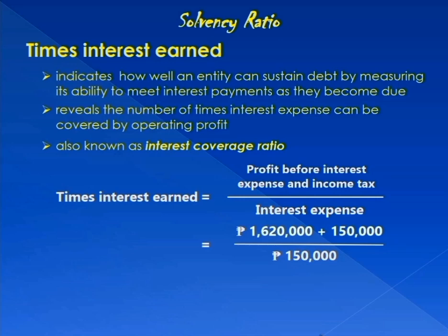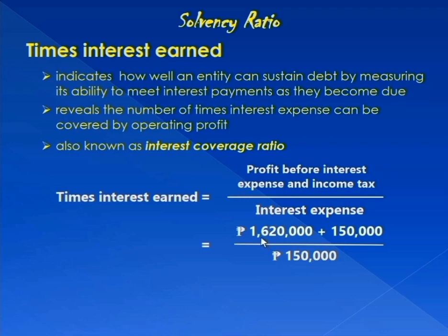Before we proceed any further, let's make the computation of the numerator clear. Profit before interest expense and income tax. This means profit before deducting the interest expense and income tax. Because the net profit or net income is already after deducting the income tax and interest expense, to get this numerator, we have to add back the income tax and interest expense to the net profit or net income.